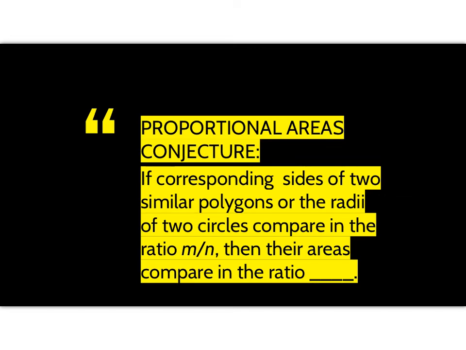So if corresponding sides of two similar polygons or the radii of two circles compare in the ratio m to n, then their areas compare in the ratio m squared to n squared. So if you know the sides and you set up a ratio m to n, you can find the areas just by squaring both.